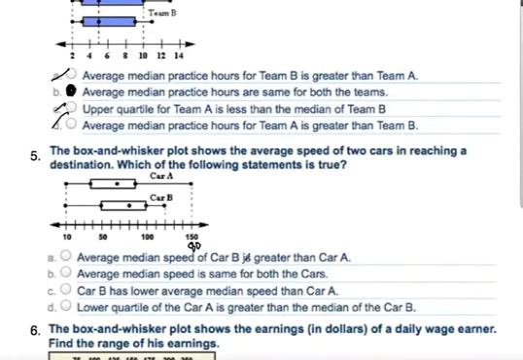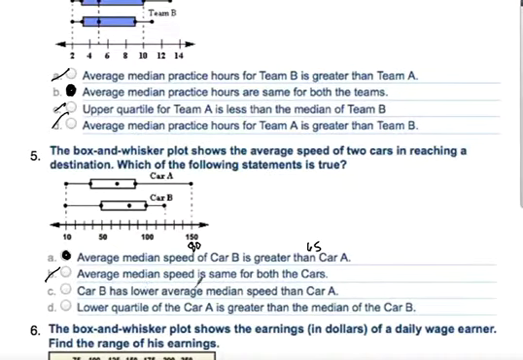And the median for car A would be roughly, I would say, 65. So 80 is greater than 65, so we're probably going to go with this answer. Let's check out the other ones just to make sure. B says average median speed is the same for both cars, but we can see that our median values here are definitely off from each other, so that's not true.